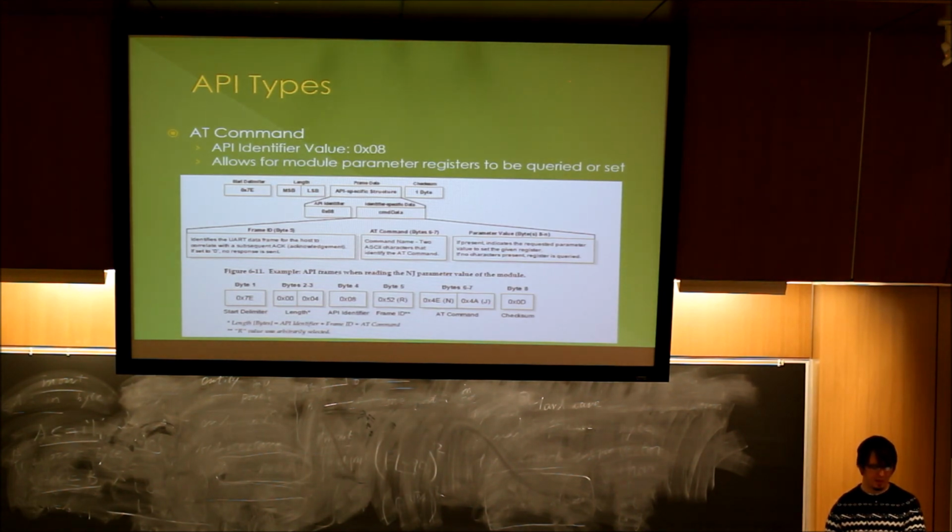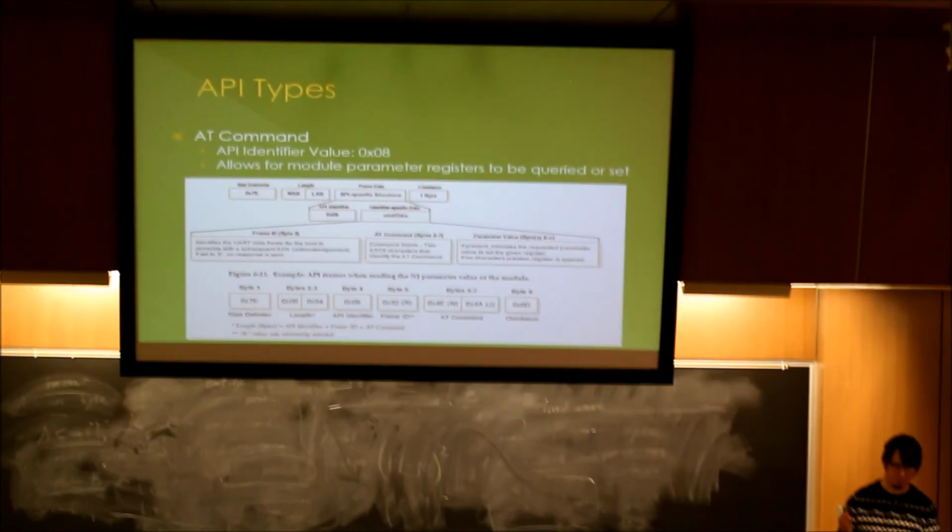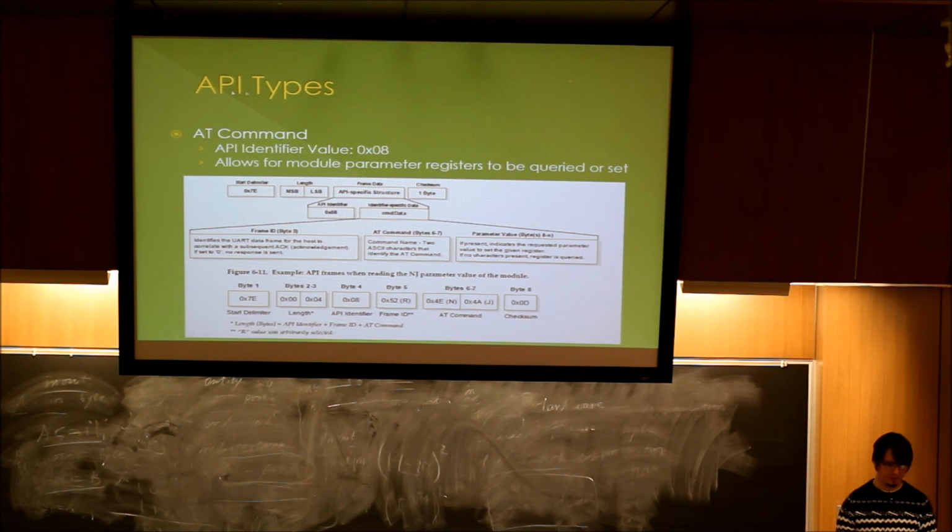And here's the API frame for the AT command. This is where you construct a very large section in the documentation, which goes over all the different aspects of the module that you can modify yourself. These start with a frame ID, or well, the API identifier of 08 hex. You've got a frame ID for the acknowledgement, then the AT command, which is represented by 2 bytes. So you have 2 characters that will represent different types of commands, and then a value.